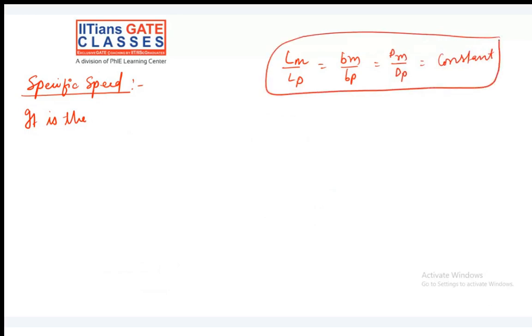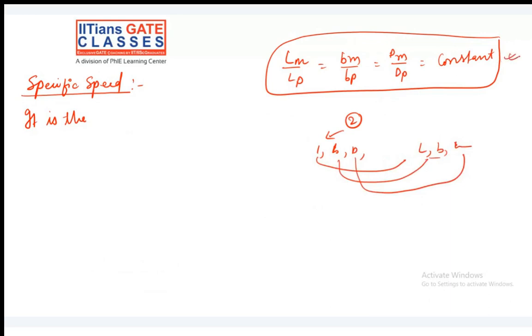Geometrically similar means what? Let us say there are two turbines. One turbine has some length, width, and diameter, and similarly another turbine has some length, width, and diameter. If the ratios of corresponding lengths, corresponding widths, and corresponding diameters are constant, then I can say that this is geometrically similar.